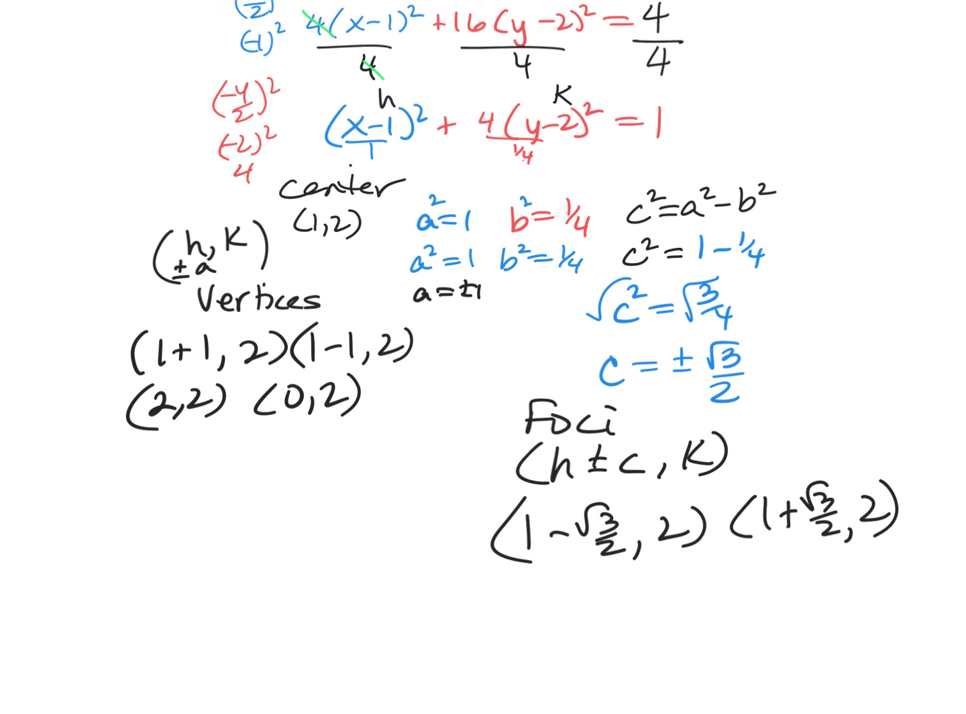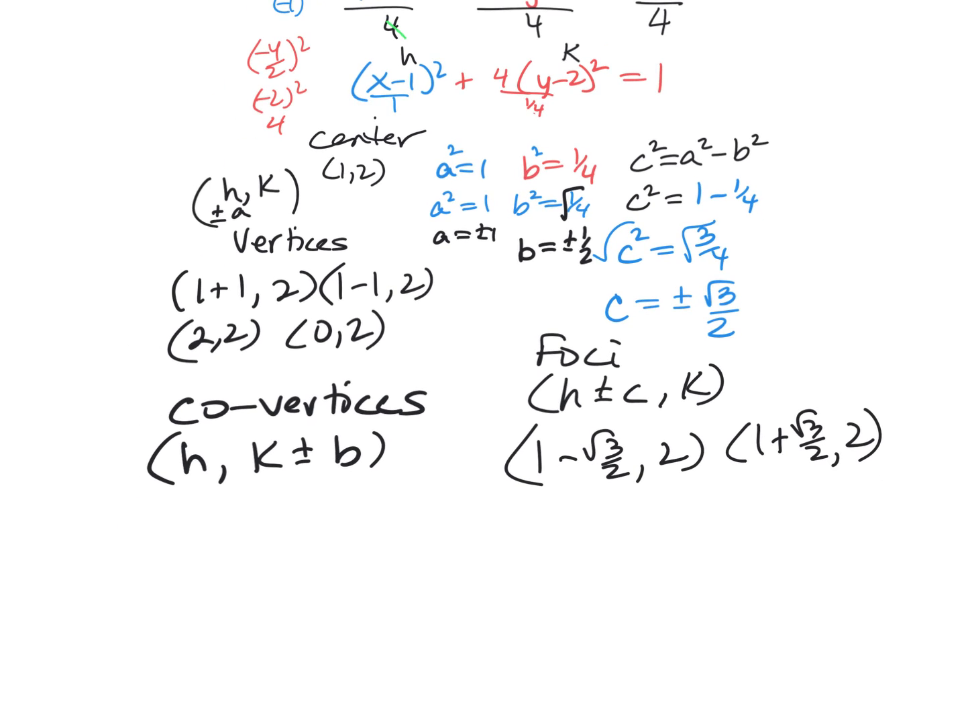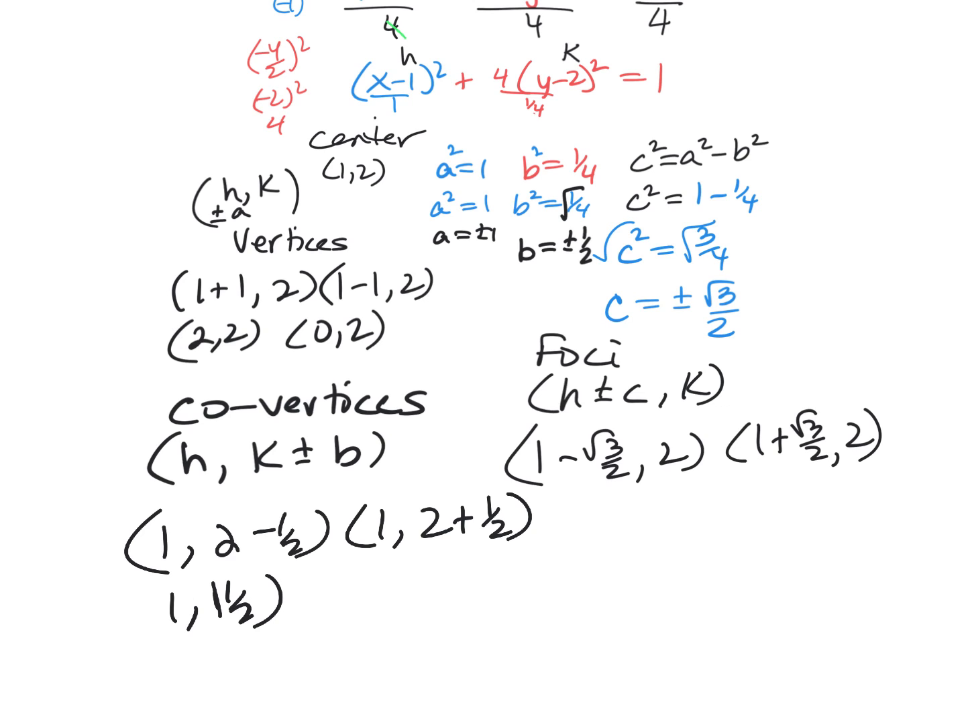Let's do the co-vertices. If b squared is 1/4, when I square root that, b is equal to plus and minus 1/2. So for the co-vertices, I'm going to take my h and my k. This time I'm going to add and subtract b to the k. So for co-vertices, it would be 1, and then 2 minus 1/2, and 2 plus 1/2. So this would be 1 comma 1.5 and 1 comma 2.5. And those are your co-vertices.